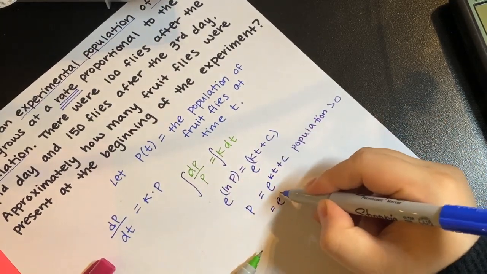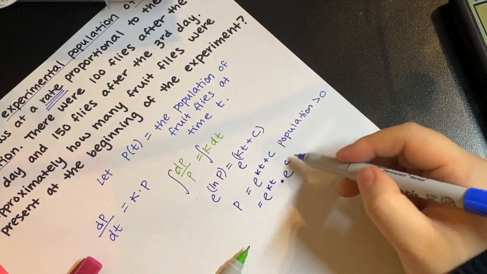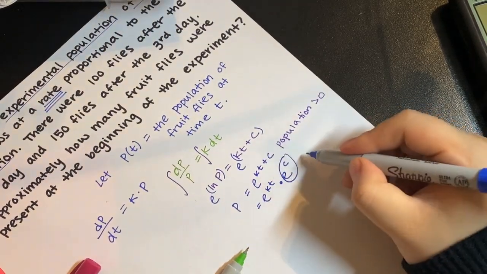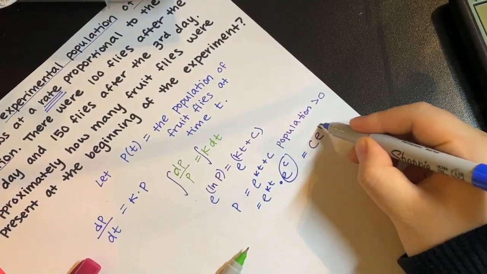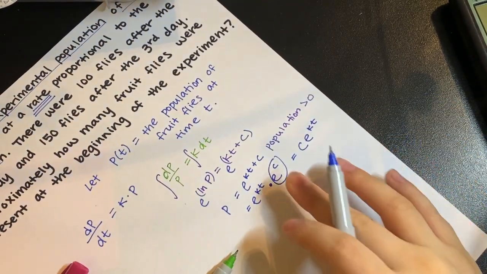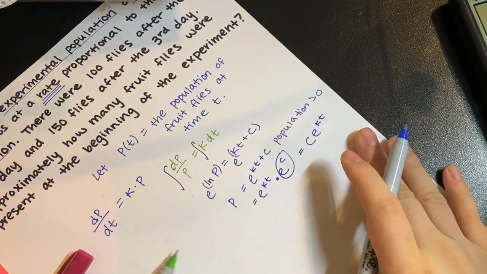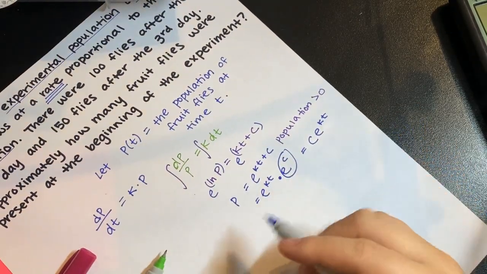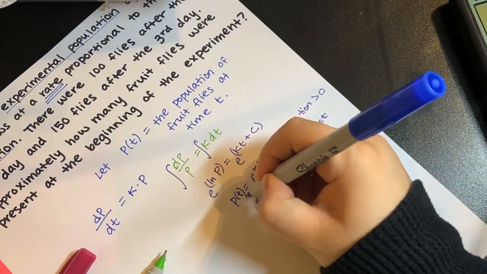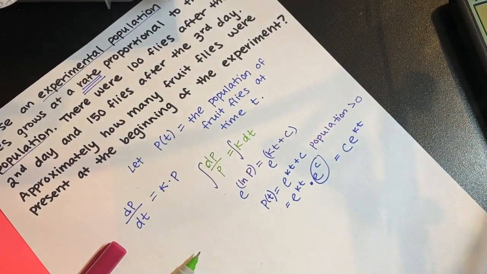We're going to split that up to kt times e to the c. E to the c is a constant, so this is going to be c e to the kt. So we just derived our formula again, and of course the c is still not the c, it's just a general constant. But now we have a general function, p of t equals c e to the kt. So we derived it ourselves.